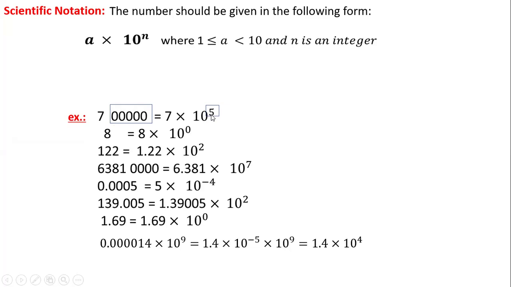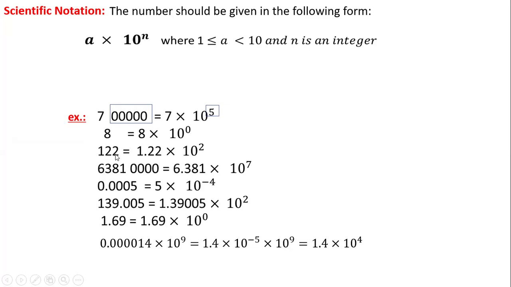Why is the exponent positive? Since the number I'm changing to scientific notation is greater than 10. So for any number greater than 10, you use a positive power of 10. 8, is it a number between 1 and 10? Yes. So I should keep it as it is. When you have a number that is between 1 and 10, you will not change it. You always multiply by 10 to the power 0.